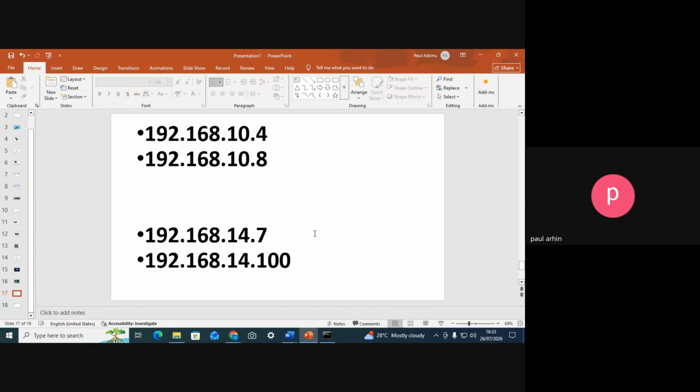But let me just give you this last one. Every IP address also comes with a default subnet mask. Now, the subnet mask is something which will also aid in determining the network you're part of. It helps to determine the network you are part of. That's what we call a subnet mask. So every IP address has a subnet mask.